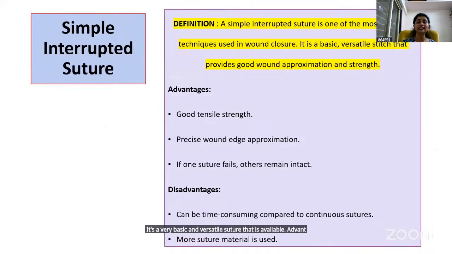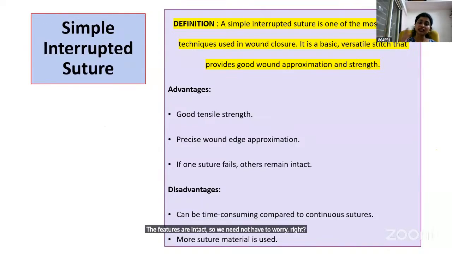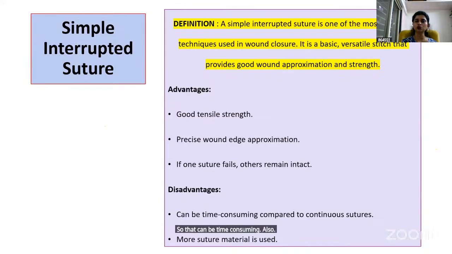The advantages are that the tensile strength is good, the wound approximation is good, and the most important advantage is that if one suture fails, the other sutures are intact. So we need not worry, right? The disadvantage is that it is time consuming, because for every suture you're putting a knot, and only then can you proceed with the next suture. You're cutting it, then going to the next one. Also, more suture material is used in comparison to a continuous suture, because you're tying knots for each and every suture.